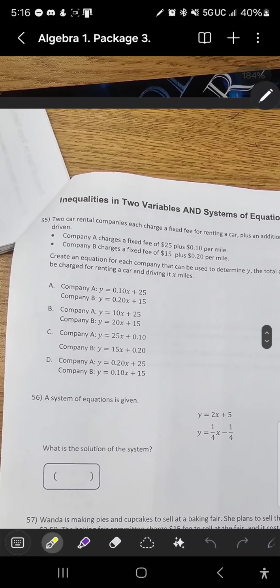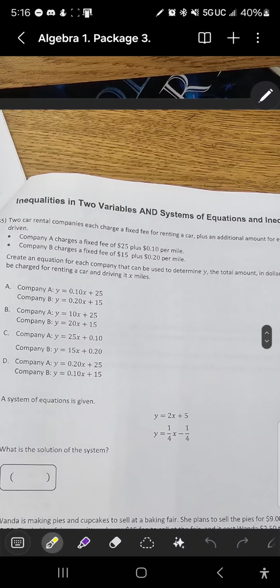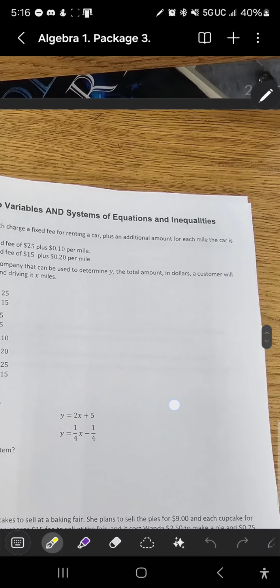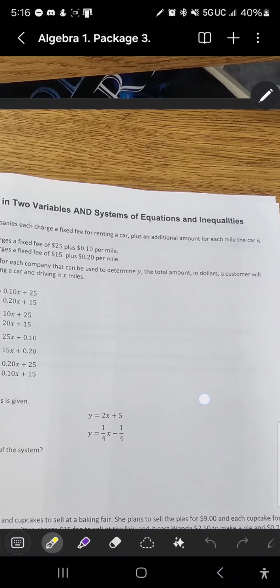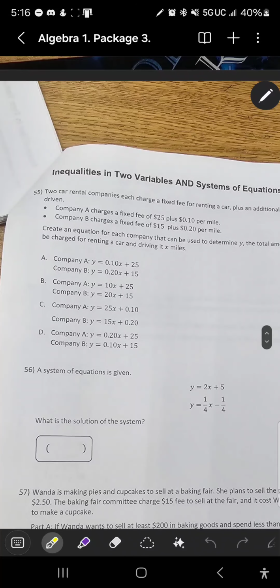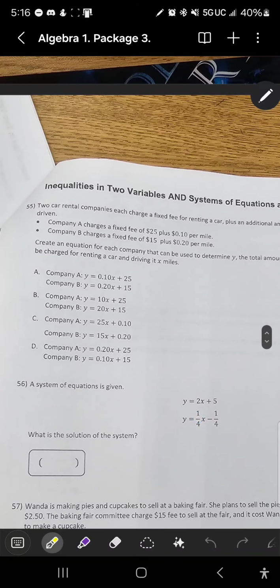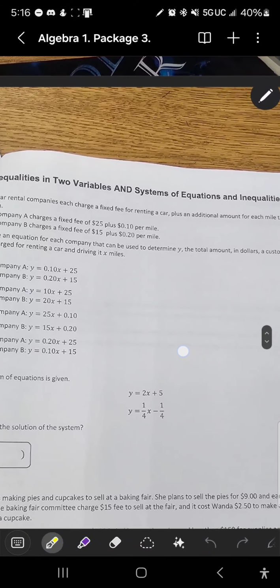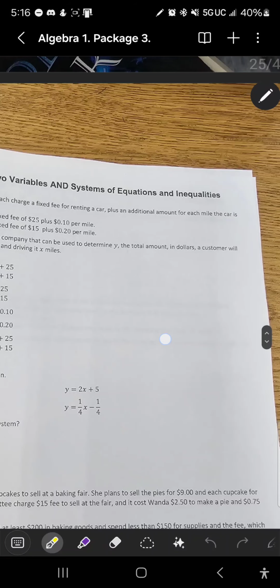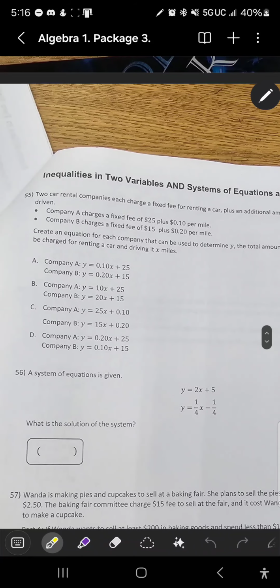Now, 55. Two car rental companies each charge a fixed fee for renting a car, plus an additional amount for each mile the car is driven. Company A has a fixed fee of $25 plus $0.10 per mile. Company B charges a fixed fee of $15 plus $0.20 per mile. Create an equation for each company that can be used to determine the total amount in dollars a customer will be charged for renting a car and driving x miles.